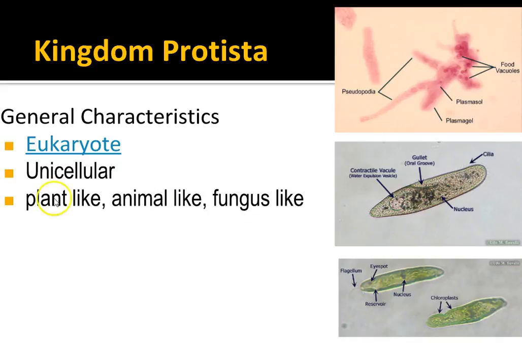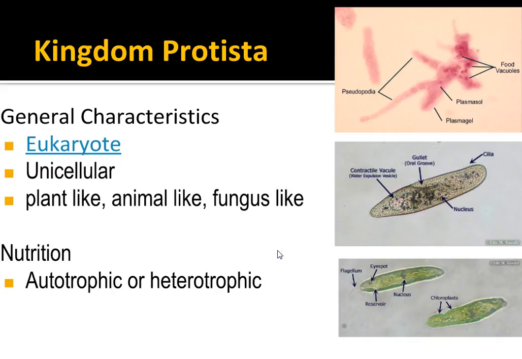But there are some major differences between the plant-like protists, the animal-like protists, and the fungus-like protists. So what makes some of these different? Well, part of it is how they're able to feed and get their nutrition. The plant-like protist, like this Euglena, has the ability to photosynthesize. You can see that it's green in color. It has chloroplasts, which allow it to photosynthesize, which is pretty unique.